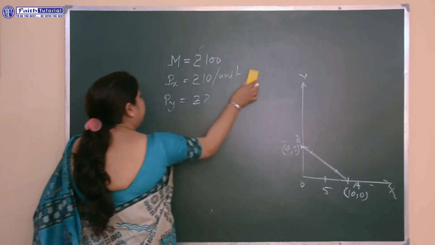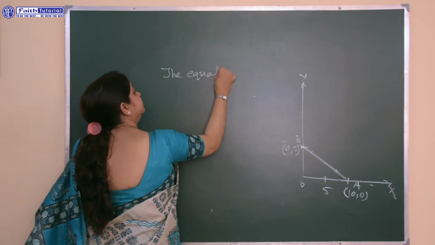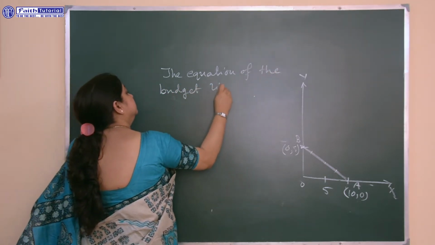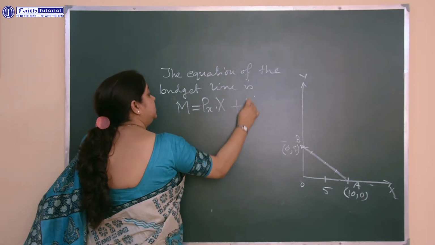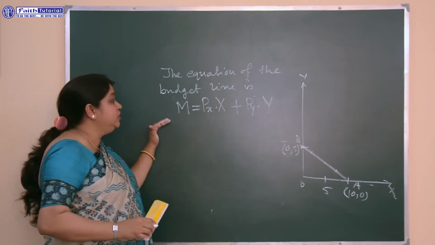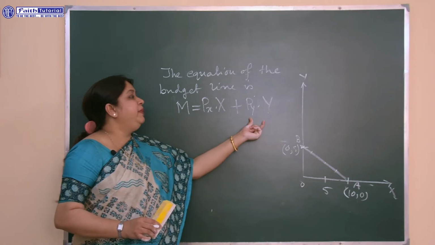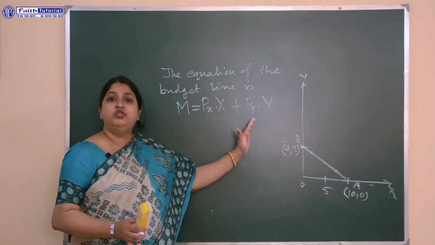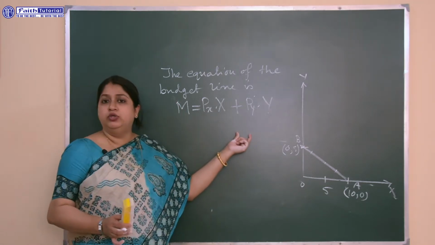Now the equation of the budget line can be written as M = Px·X + Py·Y. This is the equation of the budget line. It is the equation of a straight line. M means the income, Px·X means the expenditure on X, Py·Y means the expenditure on Y. So the right hand side of this equation represents the expenditure on two commodities and the left hand side represents the income. So in this equation, the income must be equal to the expenditure.